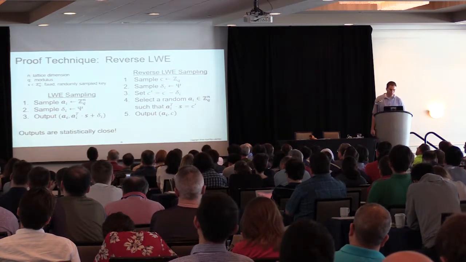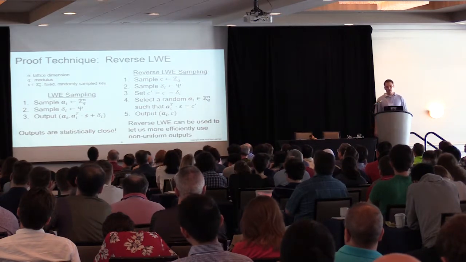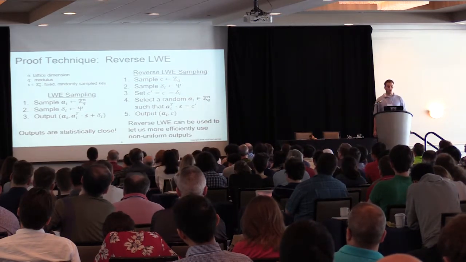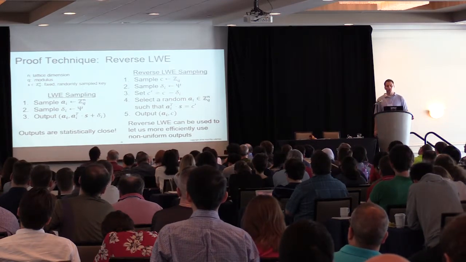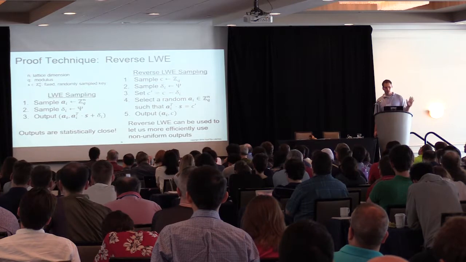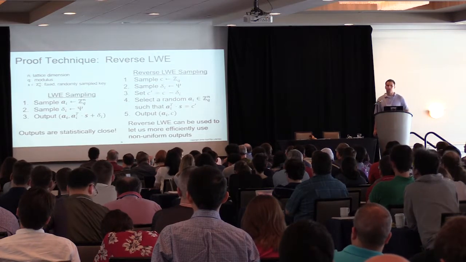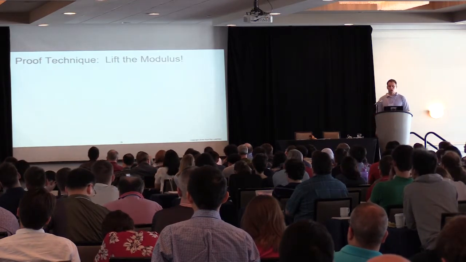It's easy to see that the outputs are statistically close, and this technique can be used to let us more efficiently use non-uniform outputs from the problem, which is helpful when we're trying to tailor-make these a_i terms, like I mentioned in the last slide.